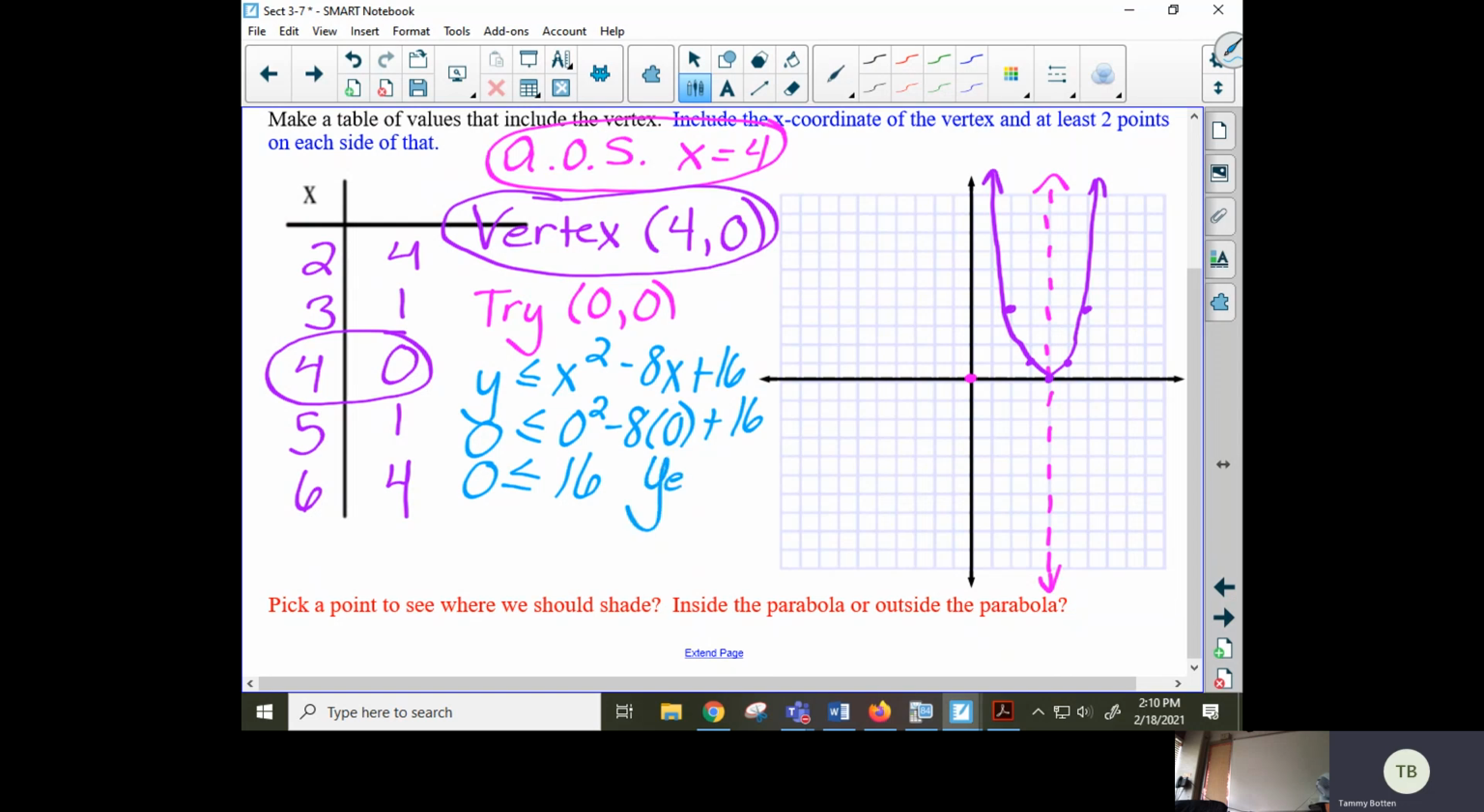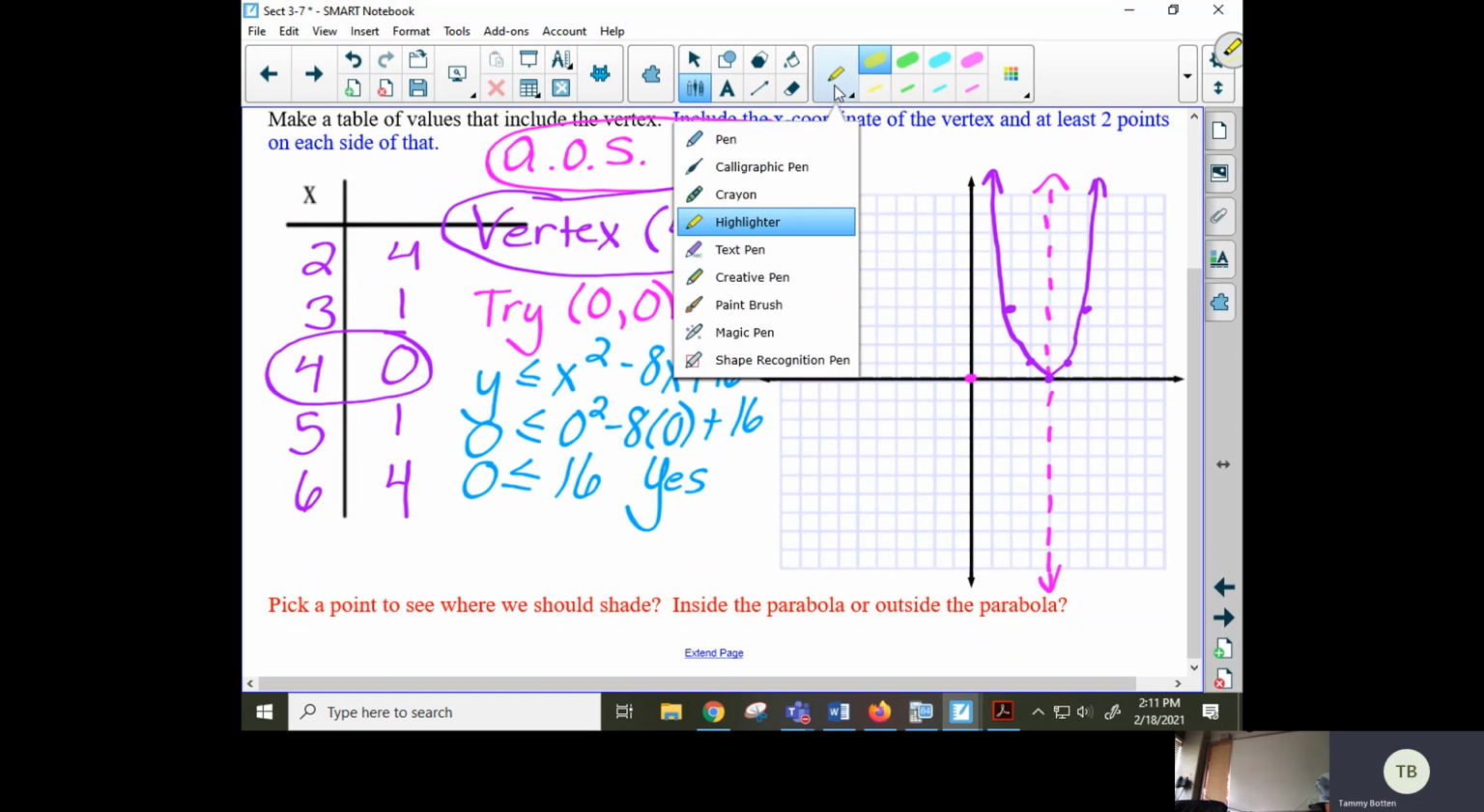Yes. So what that tells me, since this point is outside of the parabola, that tells me that I'm going to get a highlighter here somehow. I can't remember how I do this. Is it this? No. Here maybe. Yes. Okay. So what we can do there is shade everything out. Oh, that didn't work. Everything outside of here. So let's try that again.